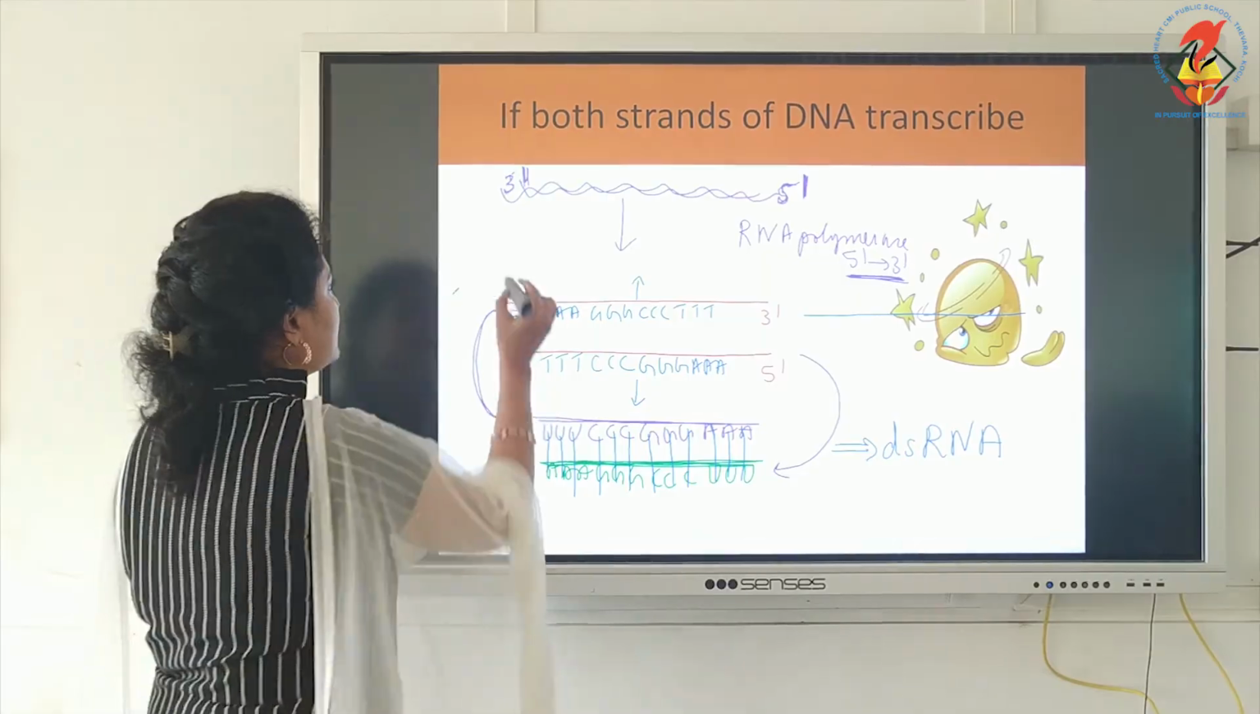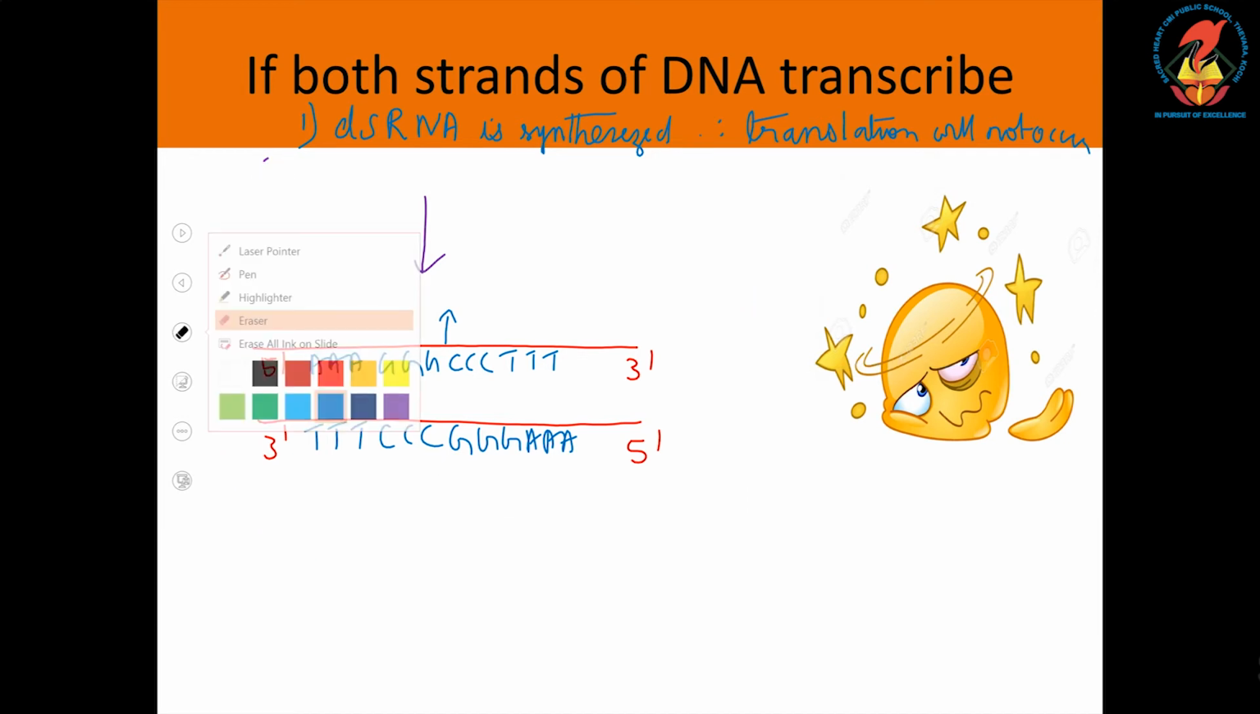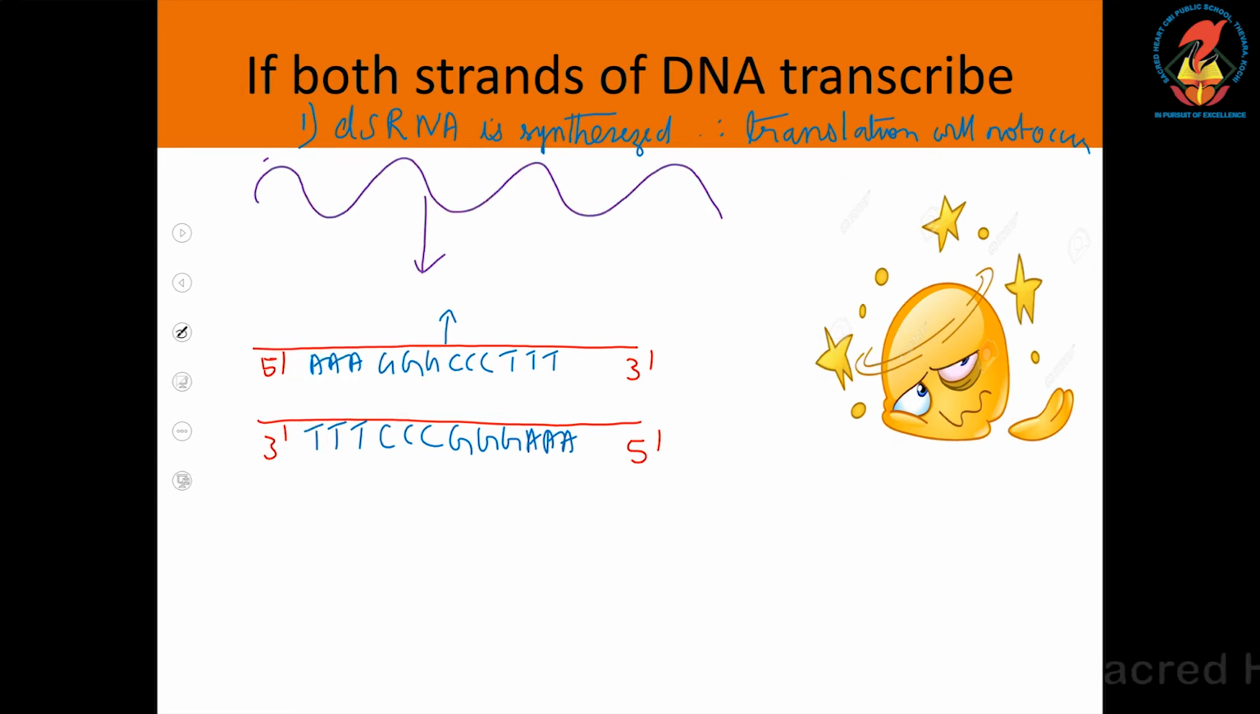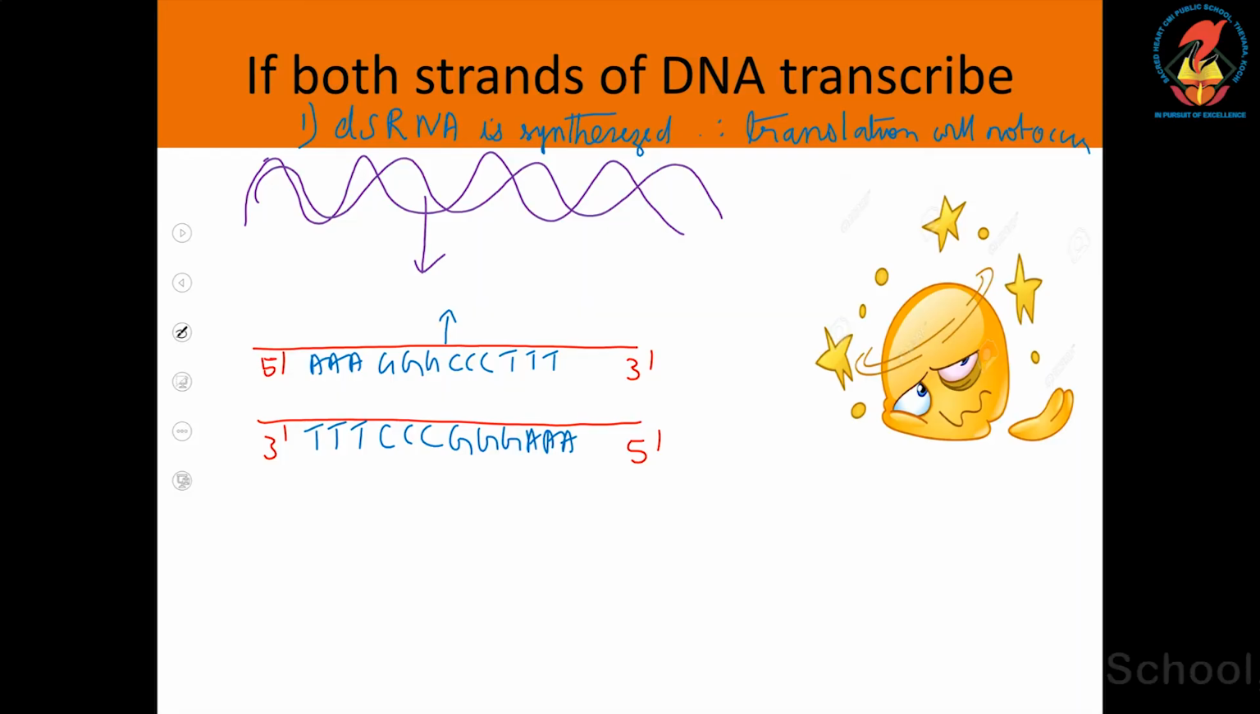So, the first drawback is that a dsRNA is synthesized. Therefore, translation will not take place. Now, the second situation, what will happen? If both the strands are acting as a template, okay, we can go ahead.